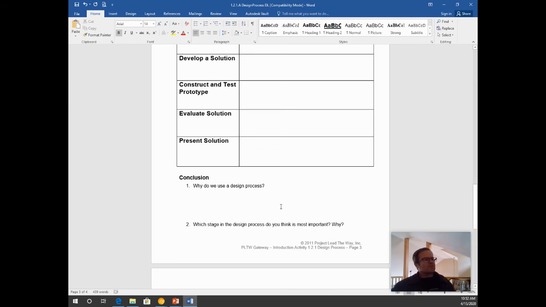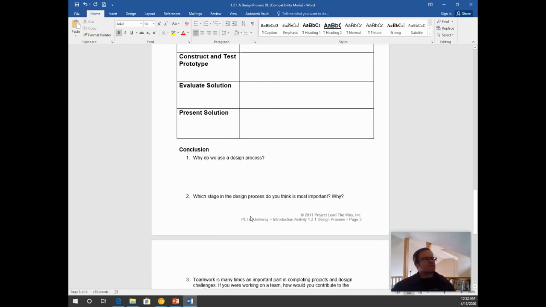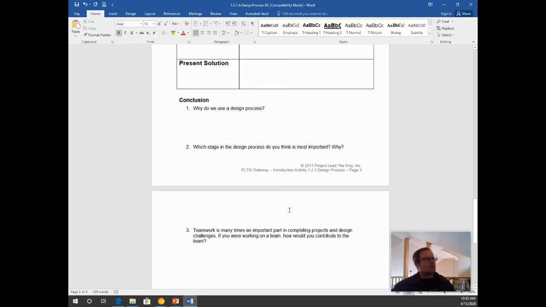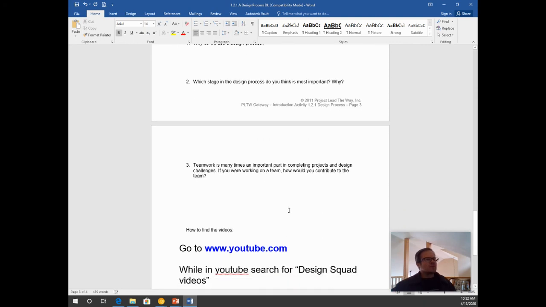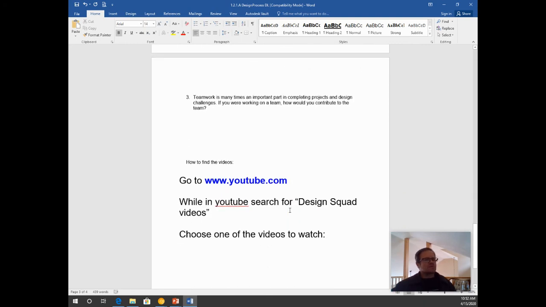So, why do we use the design process? Which steps in the design process do you think is most important and why? Teamwork is many times an important part in completing projects and design challenges. If you were working on a team, how would you contribute to the team? So, answer those conclusion questions.